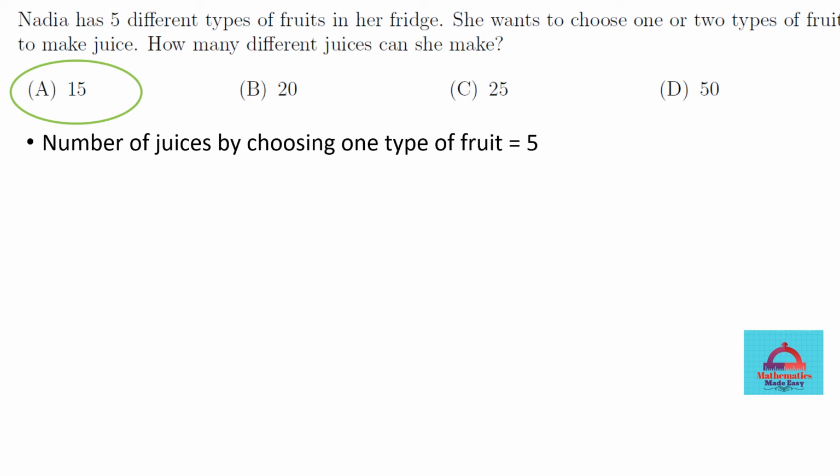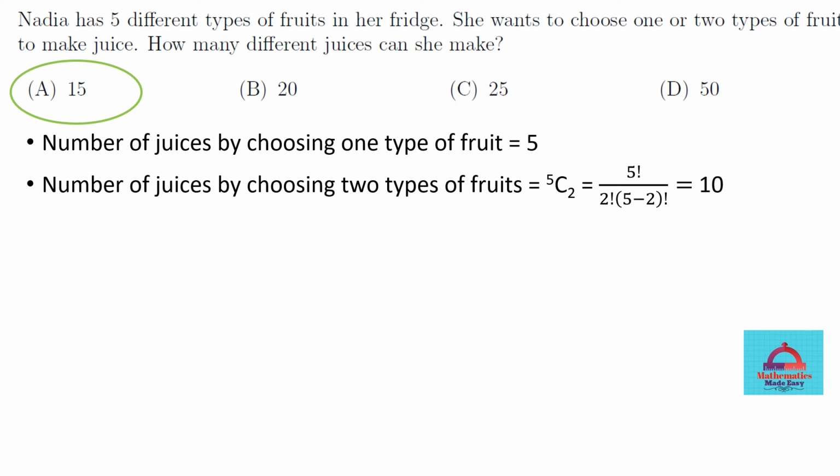Now let me give you the reason and the working. So number of juices by choosing one type of fruit. So there are 5 different types of fruits, out of which you can choose any 2 fruits to make the juice. So 5C2. We are going to solve this by combination because order of choosing the fruit is not important. So 5 factorial over 2 factorial multiplied with 5 minus 2 factorial. So here you have used the formula of combination. Let me write the formula in case you've forgotten.